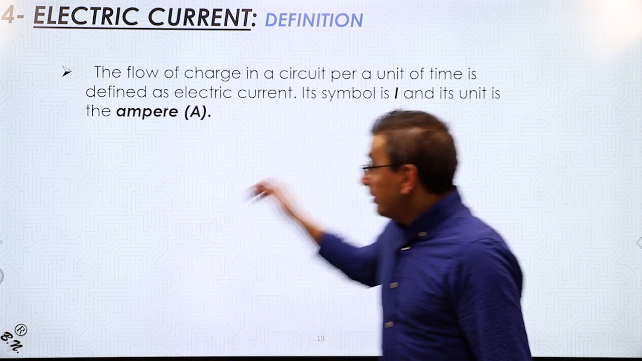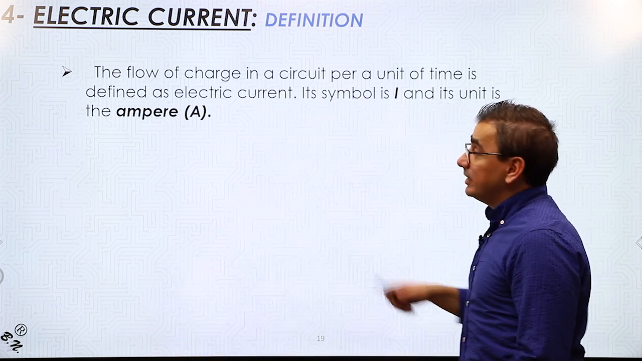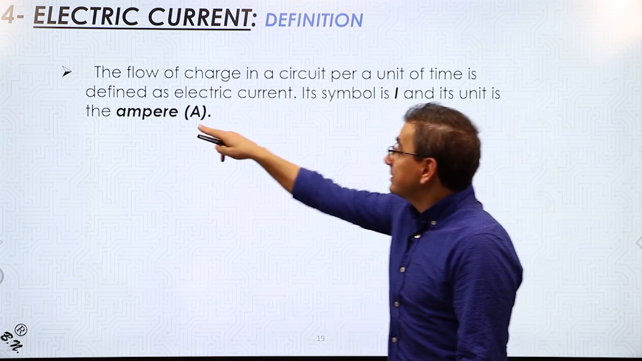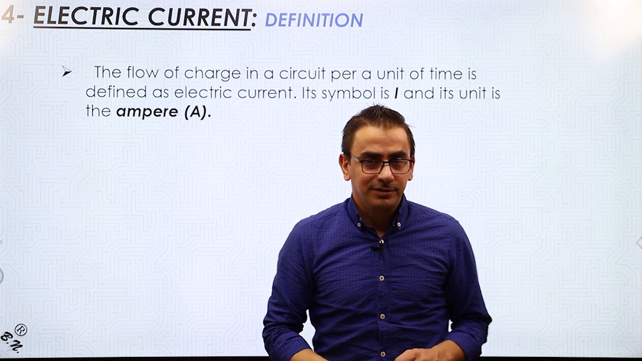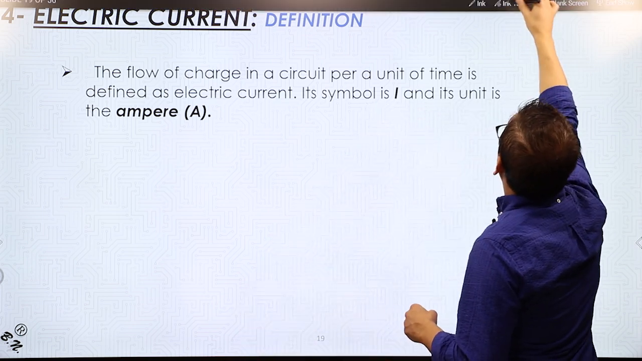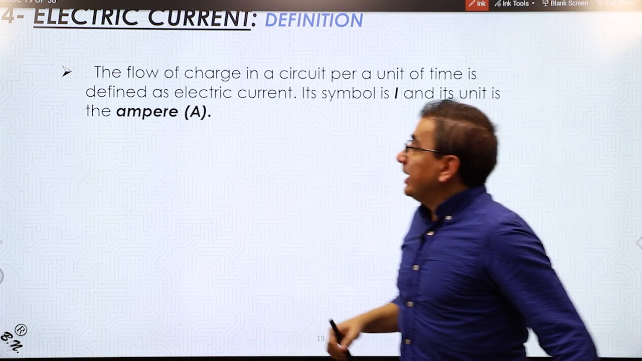Okay? The symbol of electric current is the letter I, and its unit is the ampere. The ampere is symbolized by capital A. Now, what else?